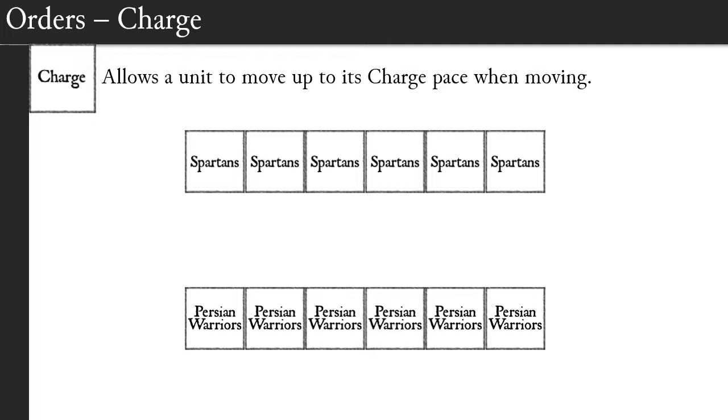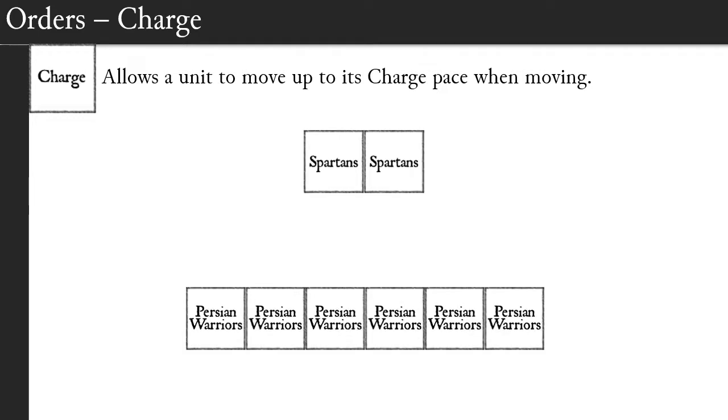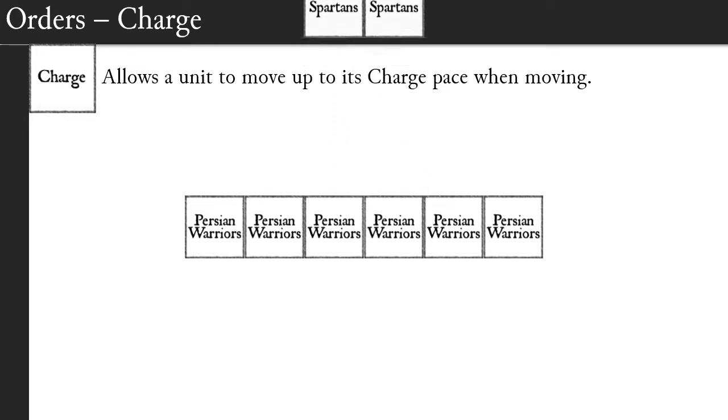The benefit of charging into hand combat with the charge order is that there's a possibility that if you charge a smaller unit, it will simply flee the field in the face of that charge. Our example here is we have our Persians. They're going to charge this smaller unit of Spartans. So they charge up. The Spartans at that point are obligated to make a command check to see if they can stand their ground. If the Spartans fail that check, then they flee the field.